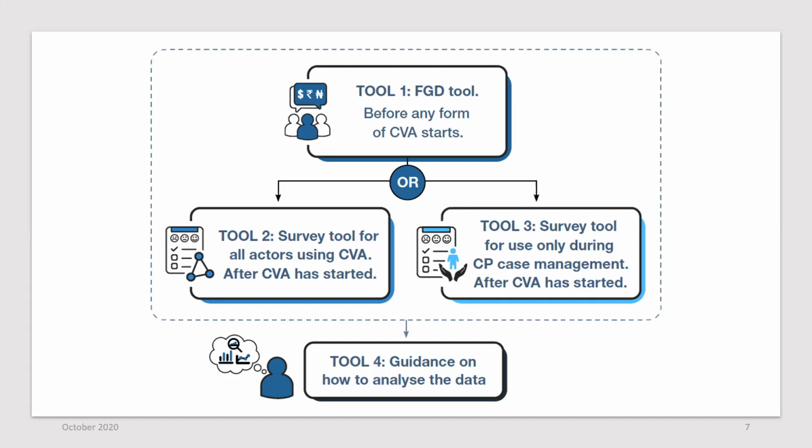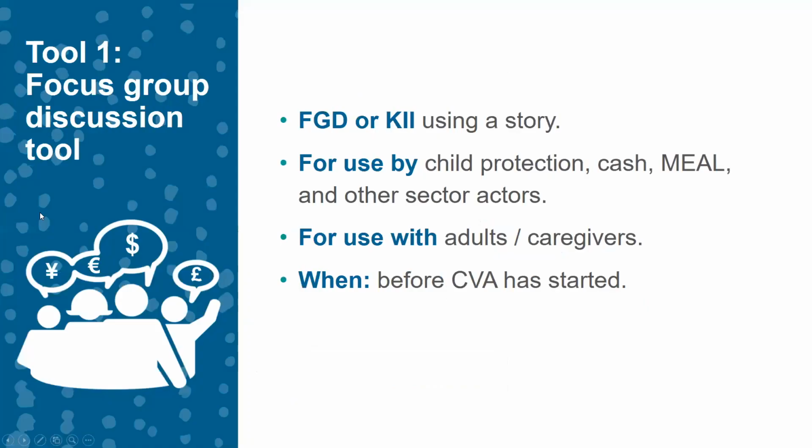We're now going to look at tool one, which is what we call the focus group discussion tool. Some of the cash colleagues like to call it more of a baseline. Essentially, this tool is structured as a focus group discussion tool, but can also be used as a key informant interview using a story. The idea is to capture what are the main child protection risks prior to the cash transfer program.